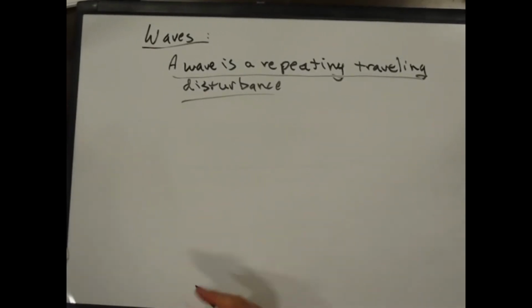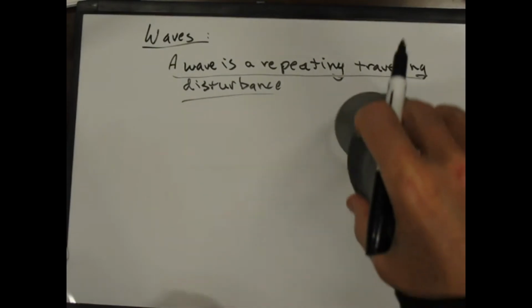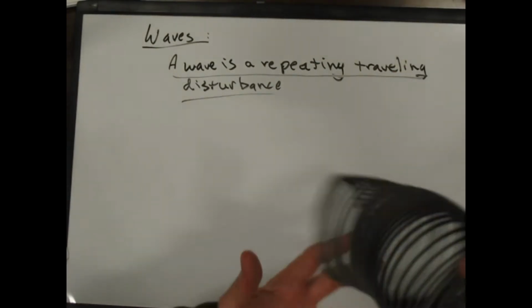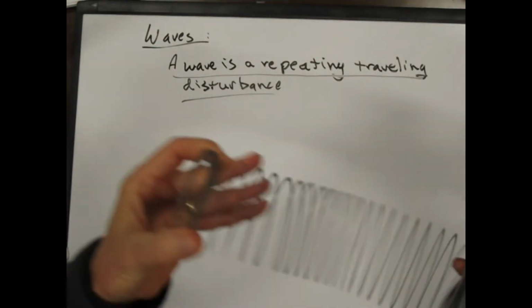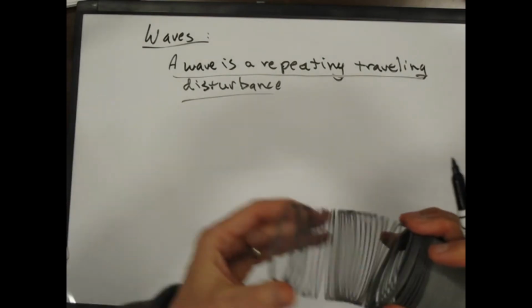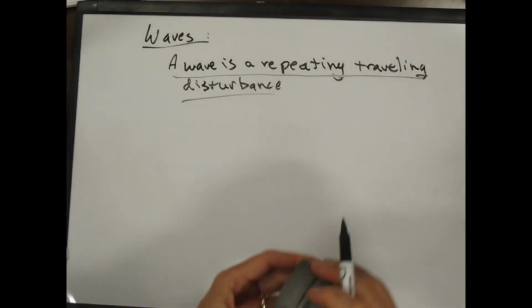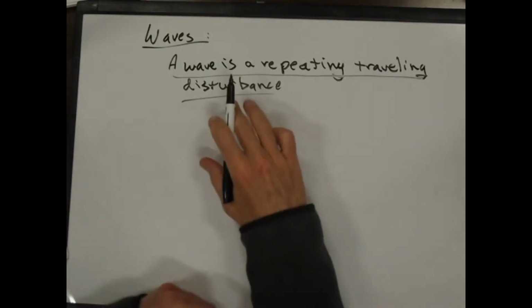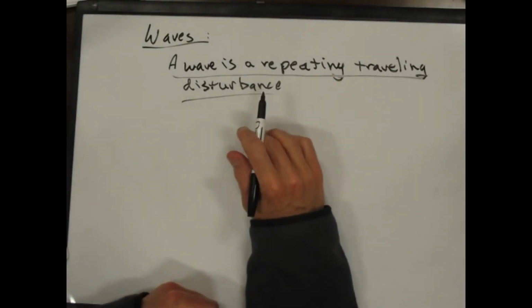So we've talked about oscillations. Oscillations are things like a weight on a spring. Here's a spring with an oscillation. If the oscillation just goes back and forth like this, that's an oscillation. But a wave is a repeating traveling disturbance.